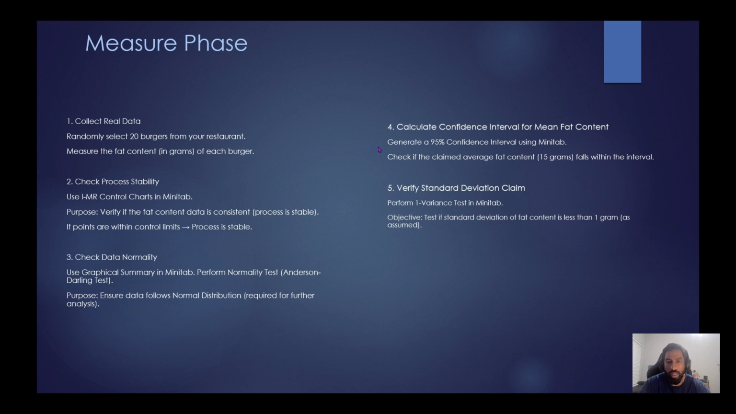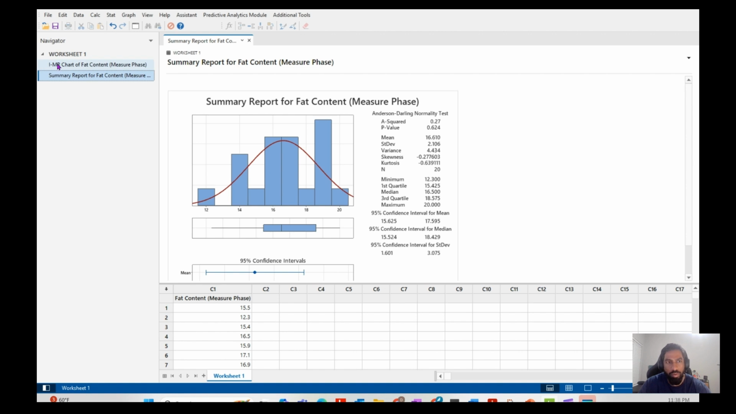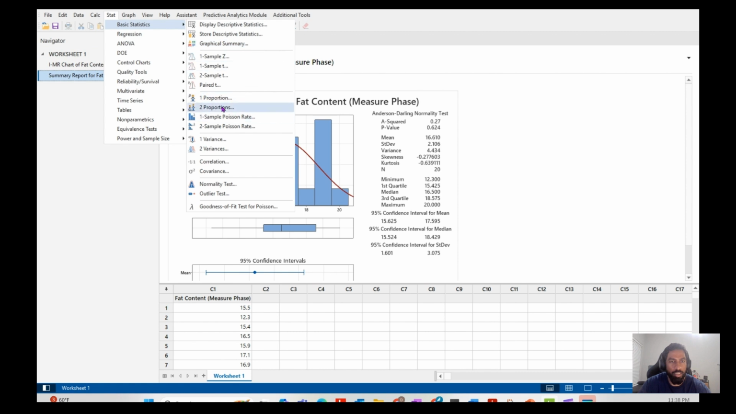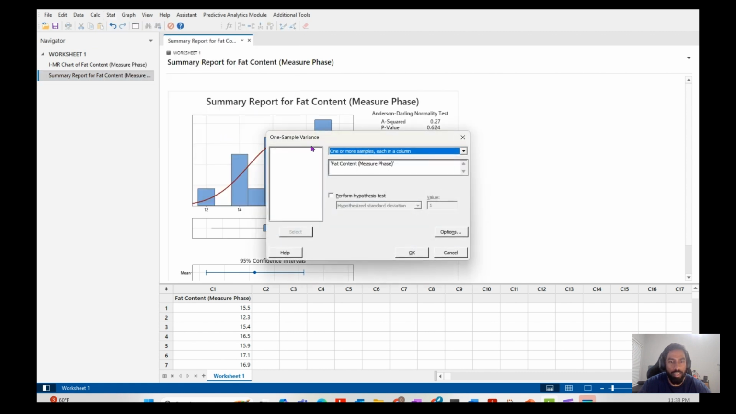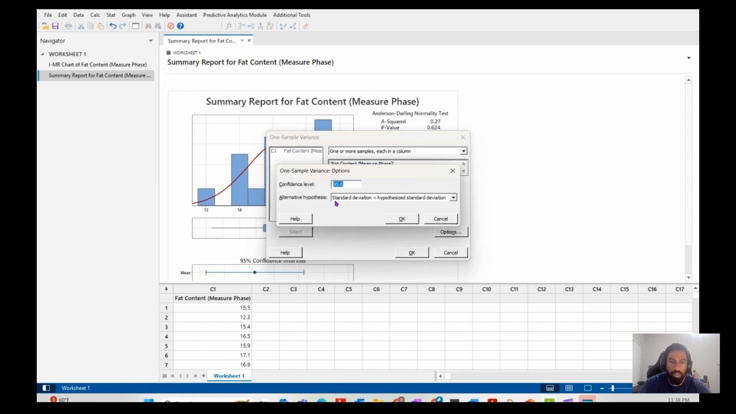Verify standard deviation claim. Perform a one variance test in Minitab to test if the standard deviation of fat content is less than 1 gram, as it was assumed by the operating manager. To do the one variance test, all you have to do is go to Stats, go to Basic Statistics, go to One Variance. Here you can leave this as Each in a column. Select your column, go to Options, and as your alternative hypothesis, you can choose standard deviation less than hypothesized standard deviation.